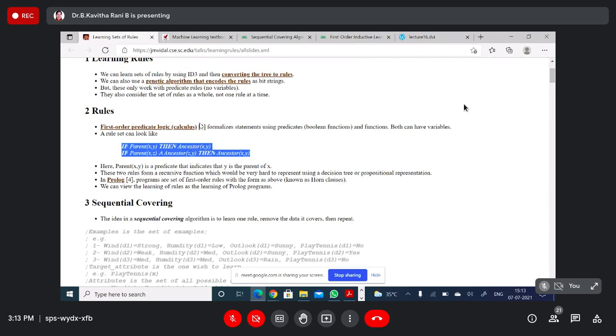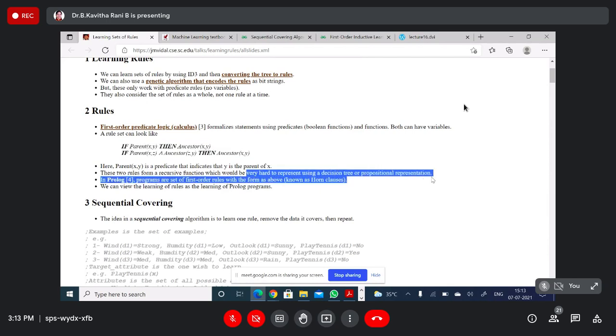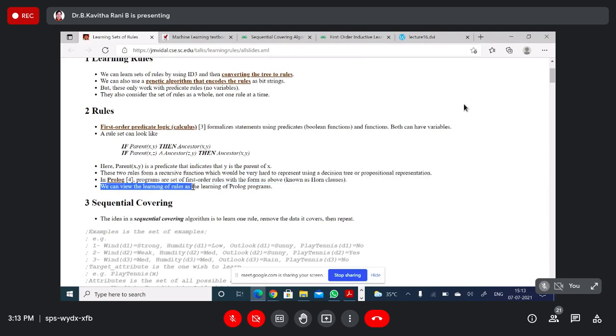This would be very hard to represent using a decision tree or propositional representation. So this cannot be done in case of decision tree or genetic algorithm. This is possible only by using sequential covering algorithm or learning first order rules. In this case, we can use recursive function, but not in the case of decision tree and genetic algorithm. So this is the difference between those algorithms and this algorithm. We can view the learning of rules as the learning of Prolog programs.